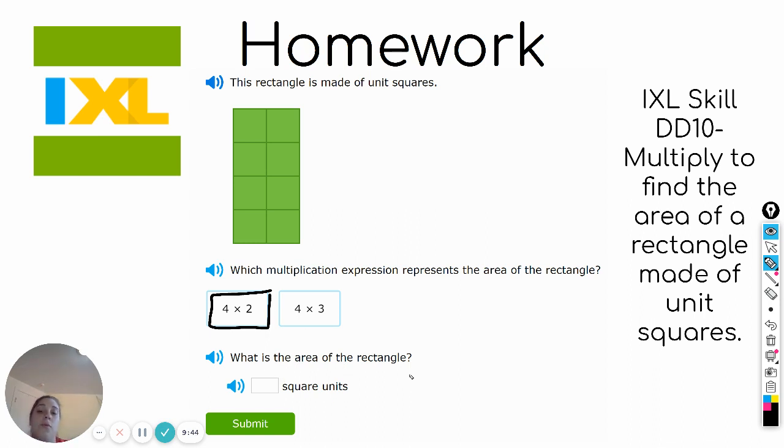And then you have to solve what is the area of the rectangle. Well, we already counted 2, 4, 6, 8. So you would type an 8 there, because if you remember, we did 4 rows of 2. So 4 times 2 to solve that. Okay, go ahead and begin.